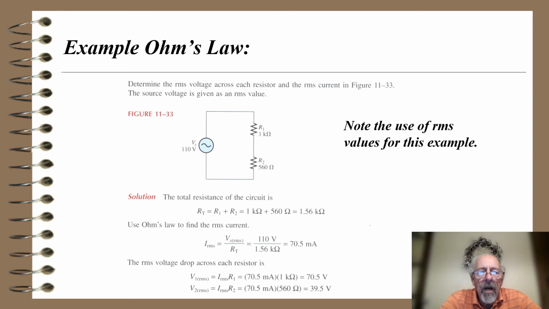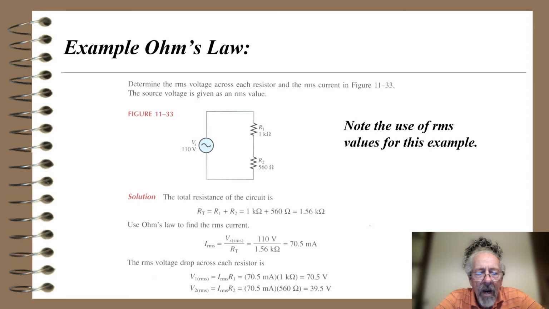So it says determine the RMS voltage across each resistor and the RMS current in figure 11-33. The voltage source is given as an RMS voltage. So it says 110 volts is V sub S, and that's RMS. There's an R1 of 1k and an R2 of 560 ohms. In the solution, our total resistance is 1.56 k ohms.